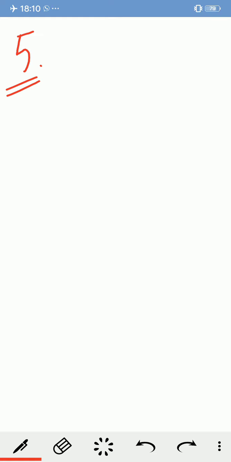Question number 5 is most important question, one of the most important questions of this chapter. It says, in the given figure, we have a given figure. Let me draw one.